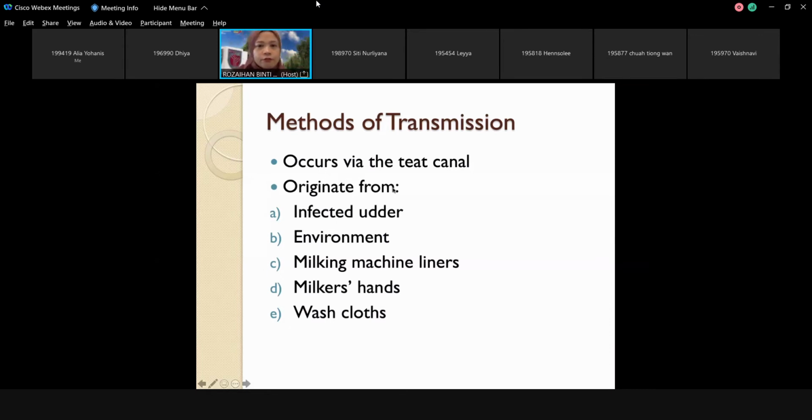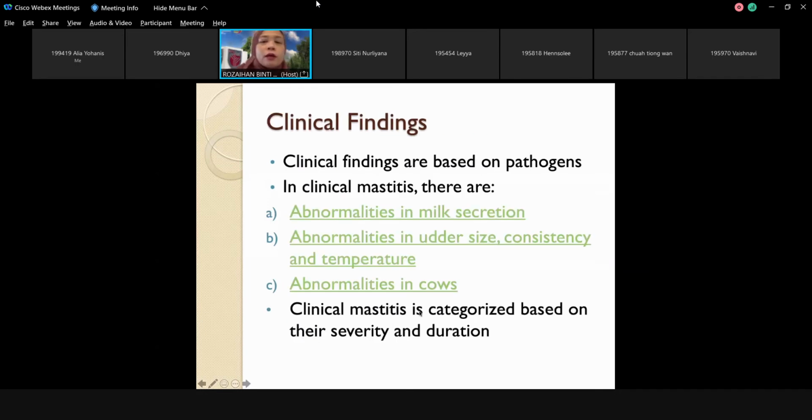Of course, it originates from the infected udder or from the environment. So these are all the sources of infection. Even the milking machine, even the milker's hands, even the cloth, for example, all these can be transmitted to susceptible animals. Right.